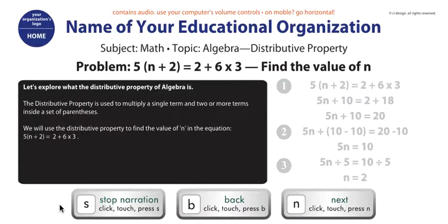Let's explore what the distributive property of algebra is. The distributive property is used to multiply a single term and two or more terms inside a set of parentheses. We will use the distributive property to find the value of n in the equation 5(n + 2) = 2 + 6 × 3.